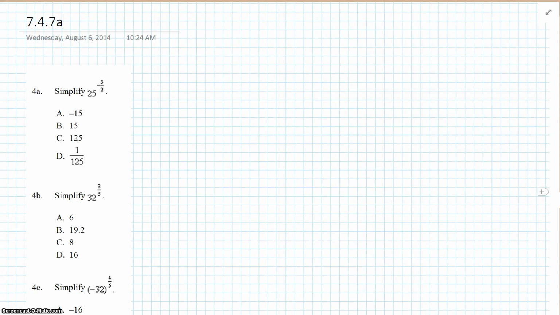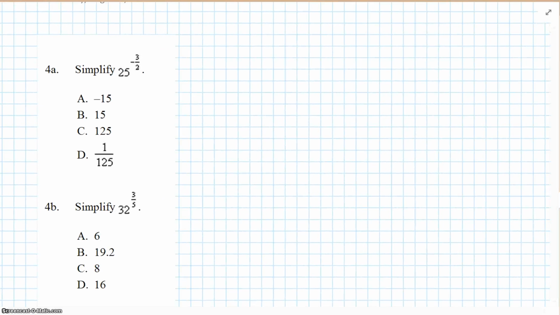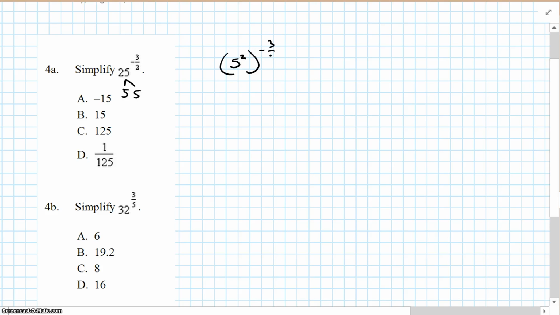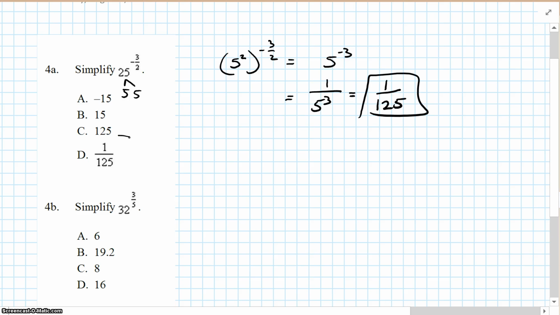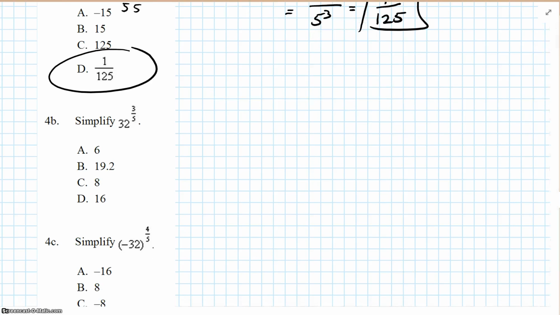Okay, next example. 4a, simplify 25 to the negative 3 halves. Well, 25 can break down to 5 and 5, so I can rewrite that as 5 squared to the negative 3 halves. So that's going to reduce to 5 to the negative 3. Well, that's 1 over 5 to the third. 5 to the third would be 5 times 25. So it would be 1 over 125. Answer is D.